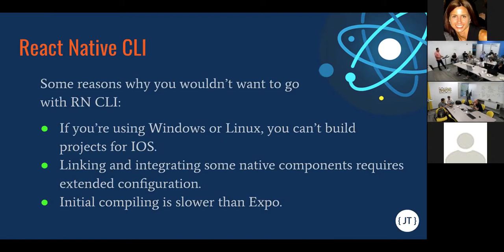Linking and integration require more configuration, but it gives you more freedom over what you want installed and how you want it installed, and it's more compatible with native code. So if you come in with another project that you want to integrate with React Native, then React Native CLI is the best way to go. The initial compiling is also slower than Expo, but as far as I've seen, it's usually just the first time that it's slow, for both iOS and Android.